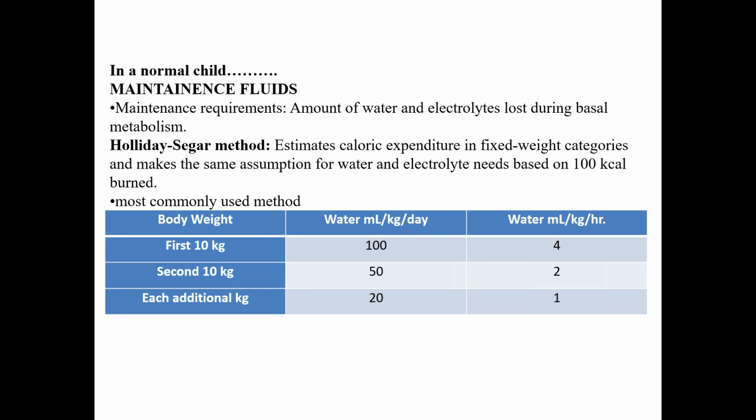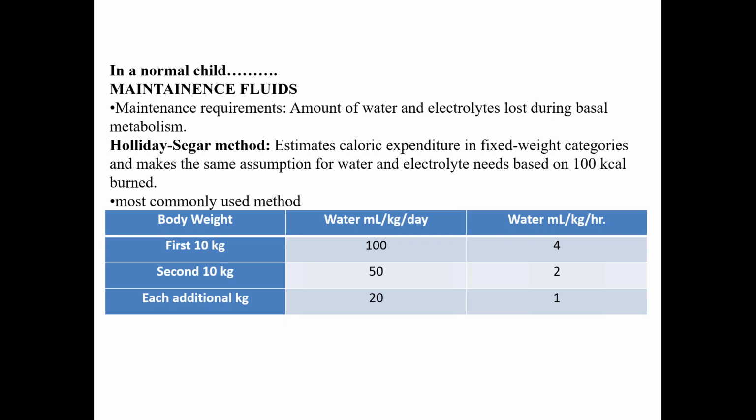That is, for the first 10 kgs, we give 100 ml per kg. For the second 10, that is between 10 to 20 kgs, we give 50 ml per kg, and after that, for every kg body weight, we give 20. Let us take an example. Suppose you have a 19 kg child. The first 10 kgs is 100 ml each, that is 1000 ml. For the next 9 kgs, that is 50 into 9, 450. So the total daily requirement becomes 1450.